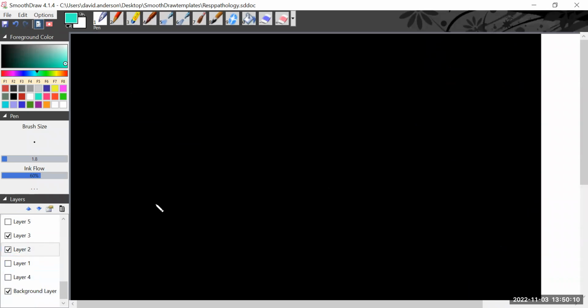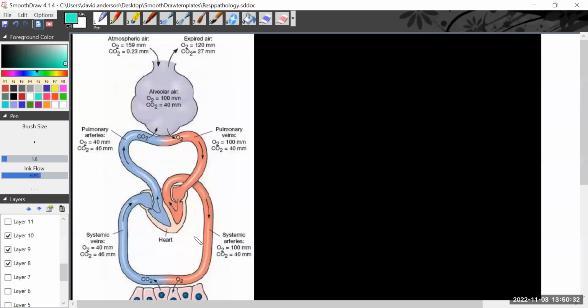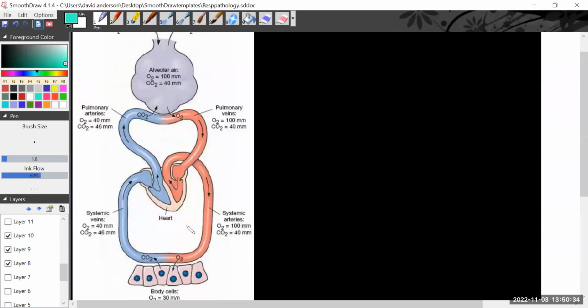So what else do we need to remember about our normal respiratory system so that it'll help us explain what happens when we have abnormal scenarios? Let's take a look at our gases here and just be comfortable with these partial pressures that I was mentioning.